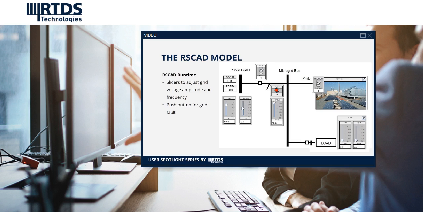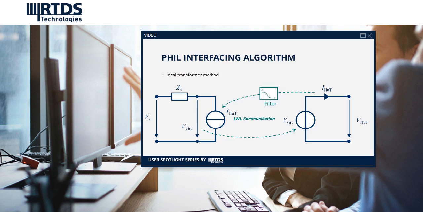We have sliders to adjust the grid voltage amplitude and frequency, to adjust the load active and reactive power, and switches to switch on and off the breakers for the power hardware in the loop branch and the public grid. And we have this push button to apply a 3-phase grid fault with variable fault duration. The most crucial part in power hardware in the loop simulation is the interfacing algorithm. There are many different interfacing algorithms known.